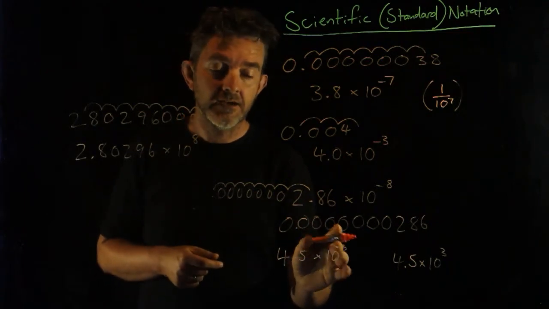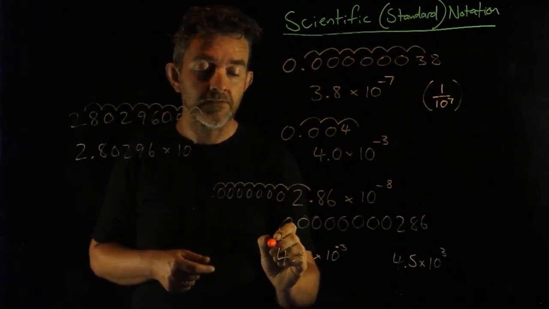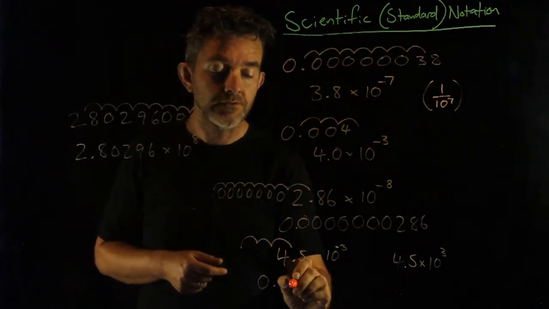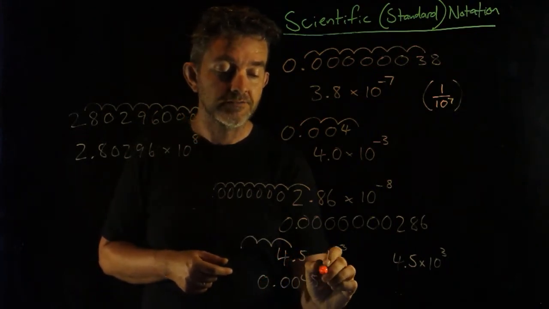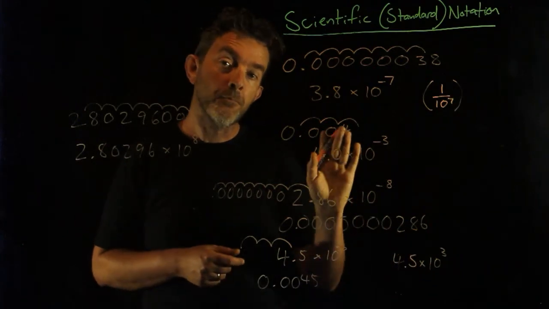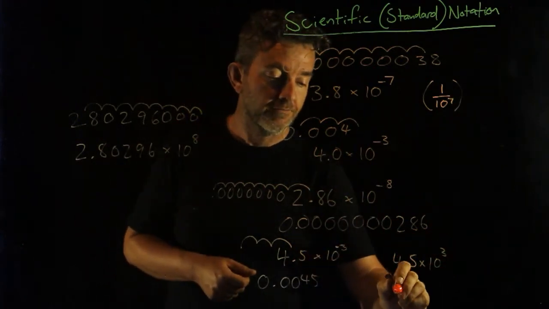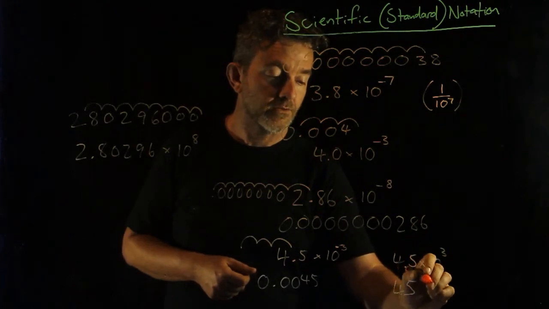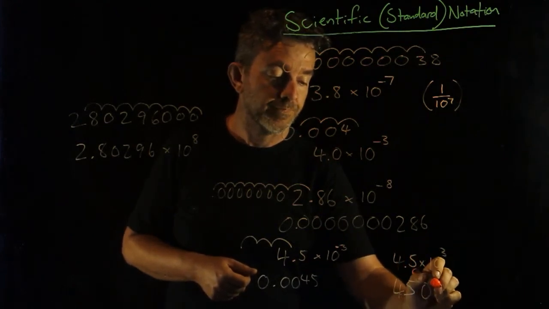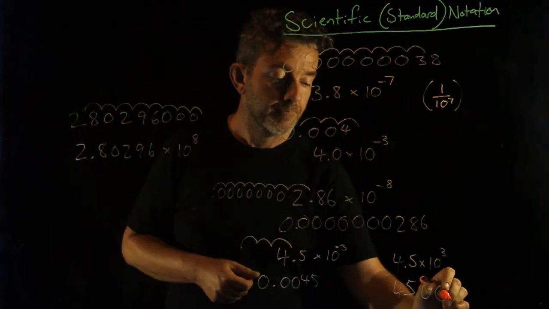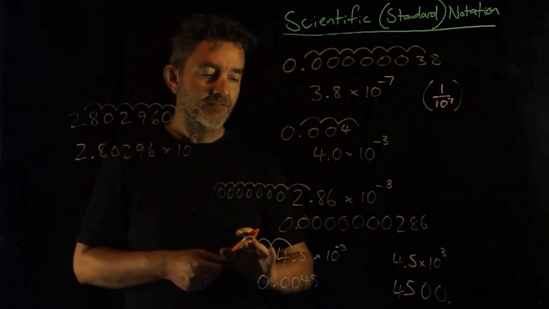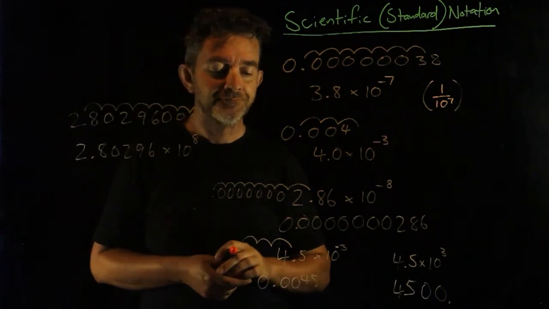If it's a negative power, move it to the left. 1, 2, 3. 0.0045. If it's positive, move it to the right. 1, 2, 3. 4,500. Okay? Very big difference between the two of those things.